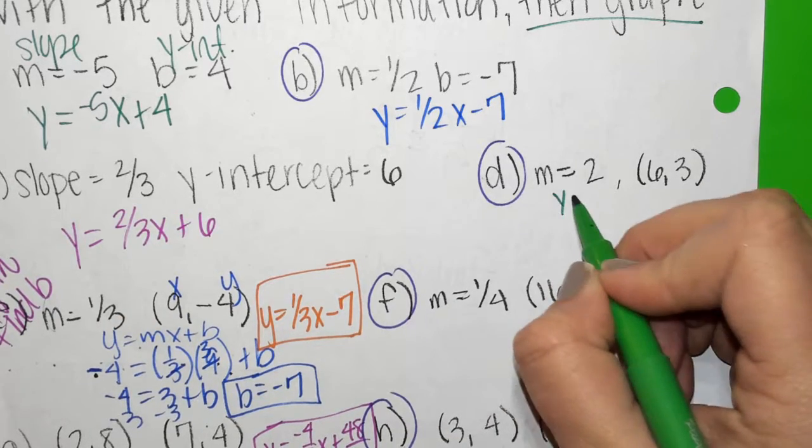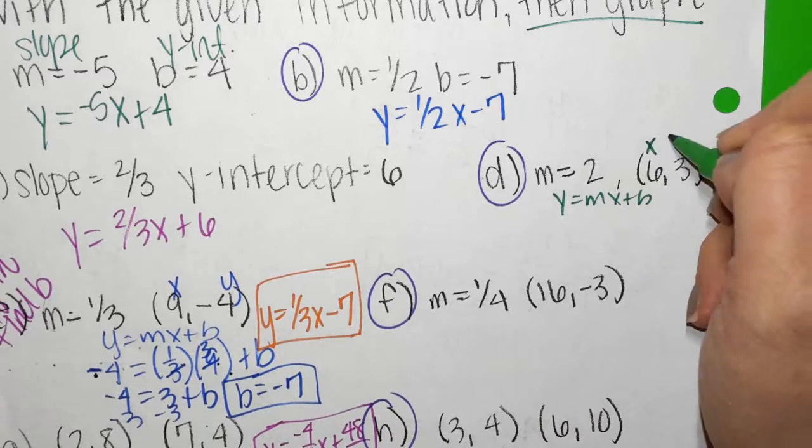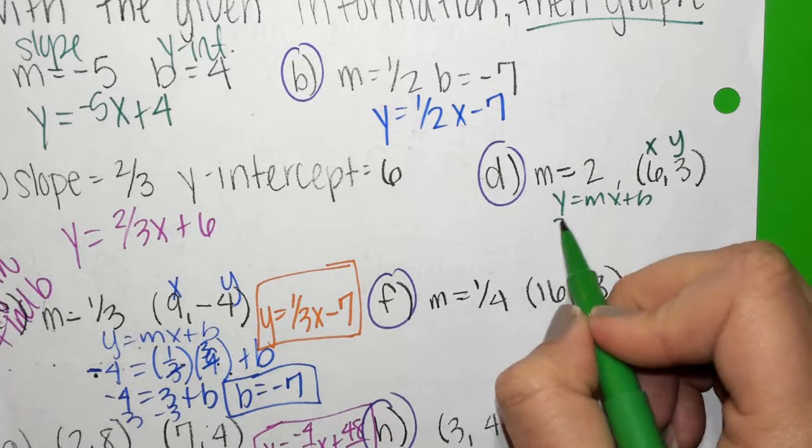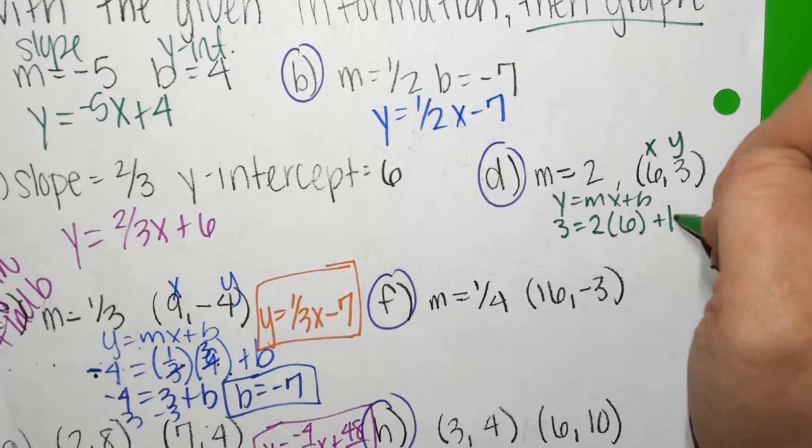And then for D, that's the same thing as E over here, so you had to plug it in. So you have y equals mx plus b, and we had to take 3 because this is x and this is y. So you take 3 and plug it in for y. 2 is m, 6 is x, plus b.